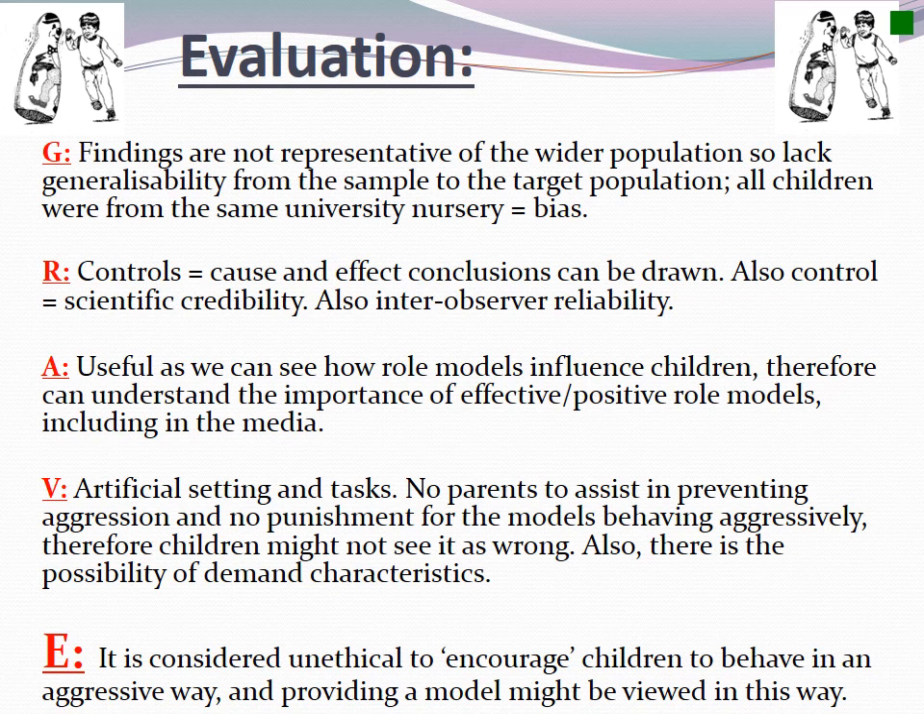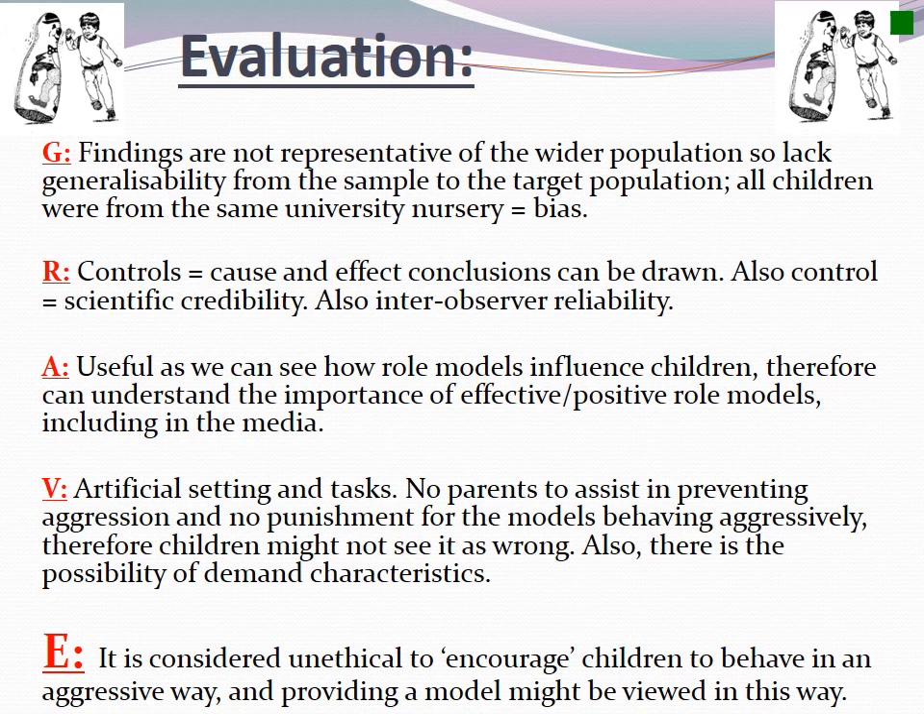But generally, the findings are not representative of the wider population, so they lack generalisability from the sample to the target population, because yet again, all the children were from the same university, Stanford University in America, which is actually biased. In terms of reliability, the controls that were in place were really strong, and it allowed cause and effect conclusions to be drawn. This gives it scientific credibility, and also the inter-observer reliability was maintained because there were 2 observers. It is useful because it allows us to see how role models influence children, and therefore helps us to understand the importance of positive role models, including the effects of the media on children's behaviour.